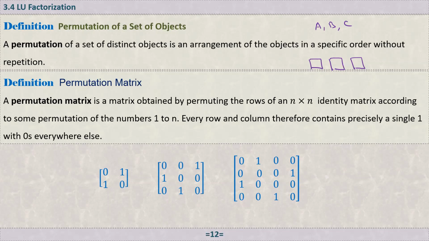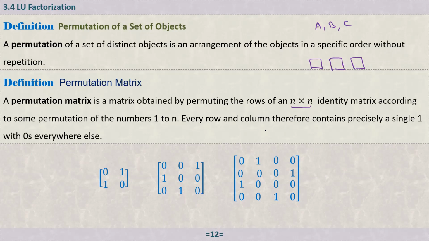Okay. And how about permutation matrix? A permutation matrix is a matrix obtained by permuting the rows of an n by n square matrix, right? Identity matrix according to some permutation of the numbers 1 to n. So 1 to n means actually the row interchange how many times you are doing, maybe 2 times or maybe 3 times or 4 times.